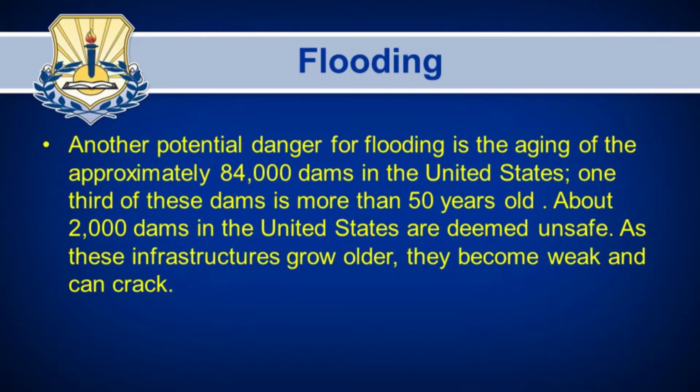Continuing with flooding, it seems like a perpetual thing, but it's a very important thing for you to understand, seeing how it is the number one issue that we face as far as disasters are concerned here in the United States. So another potential danger for flooding is the aging of our 84,000 dams that we have here in the United States. And you're thinking, well, what does that have to do with anything? They're supposed to help us. Well, aging infrastructure such as dams can create havoc.